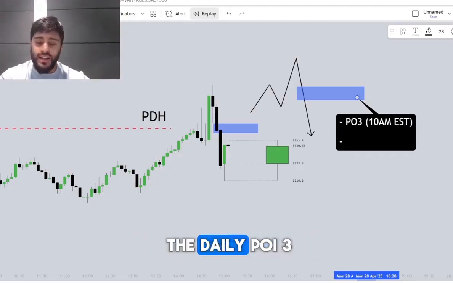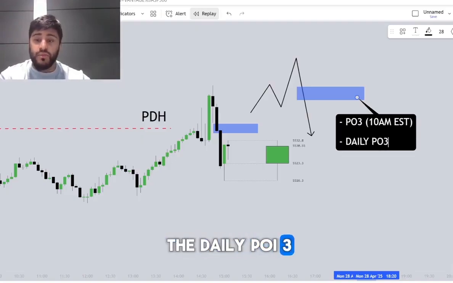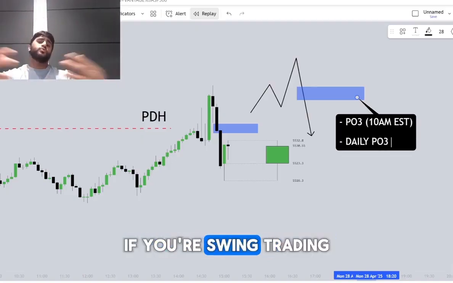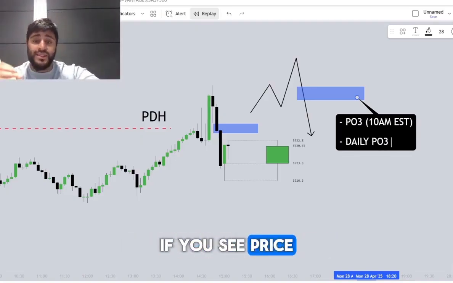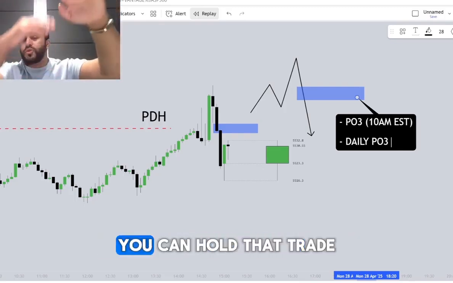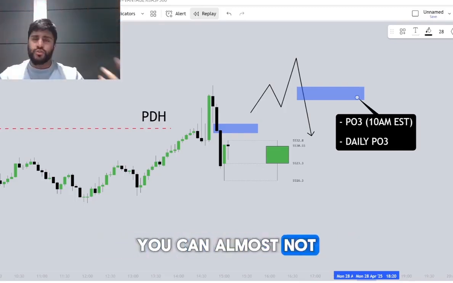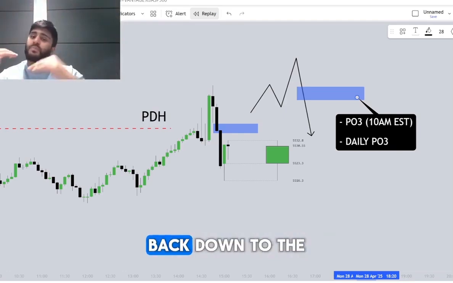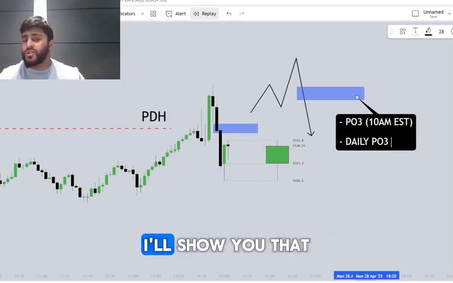However, you can also use the daily PO3. So I do use the daily PO3. The daily PO3 becomes very powerful if you're swing trading. So for example, if you see price significantly above the daily opening price, you can hold that trade. You can almost, not swing trade it, but you can almost intraday trade it back down to the daily opening price. I'll show you that later in the video.